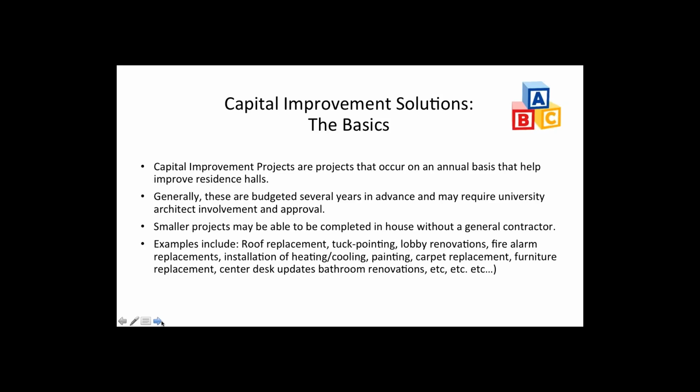Some examples of capital improvement projects that you may have seen on your campus, and these are examples that we've used on ours: roof replacement, tuck pointing, which is around your building underneath your roof. There's all these little grooves that water can get into, and so this is addressing those and sealing those up and making sure you don't get water into your building and your spaces. Lobby renovations, fire alarm replacements, installation of heating and cooling, painting, carpet replacement, furniture replacement. If you have a center desk or a community desk, those kind of updates, bathroom renovations, and et cetera, you could think about a bunch of those. But those are all projects typically that are not new building type projects, but they're things you do to keep a residence hall relevant and looking good.